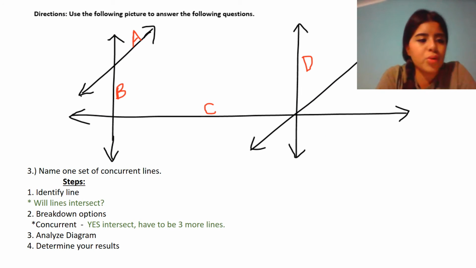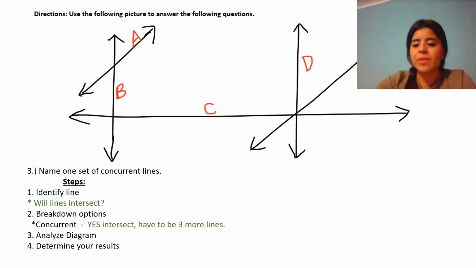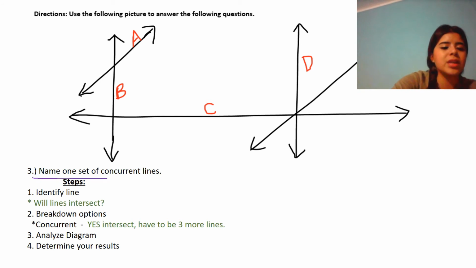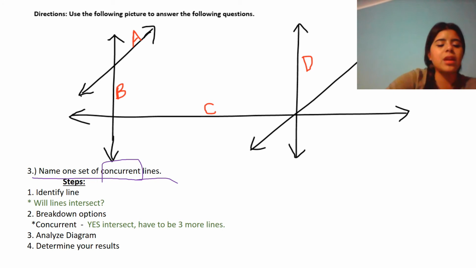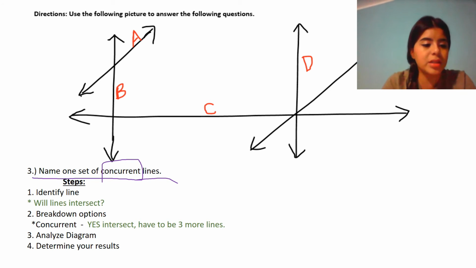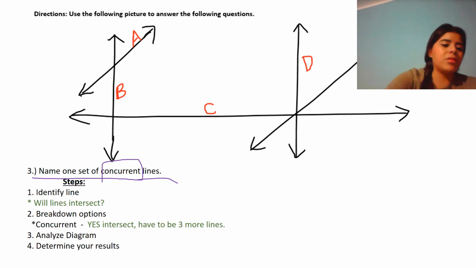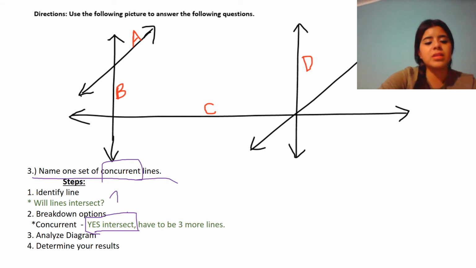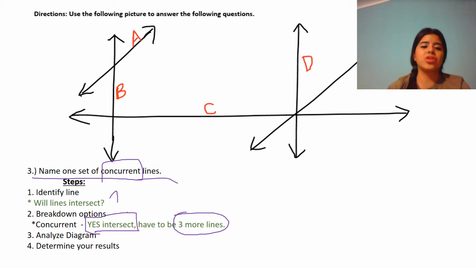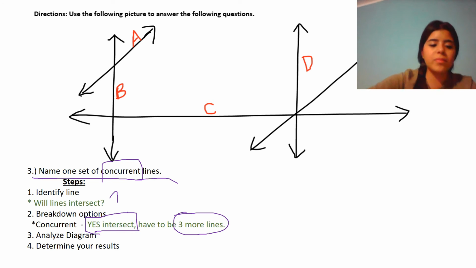Next question, number 3. This question is asking us to find one set of concurrent lines. What can we determine about concurrent lines again? Will our lines intersect? Yes, concurrent lines do intersect. But unlike perpendicular lines, concurrent lines need to have 3 or more lines sharing one point of intersection. We go ahead and analyze our diagram, number 3.